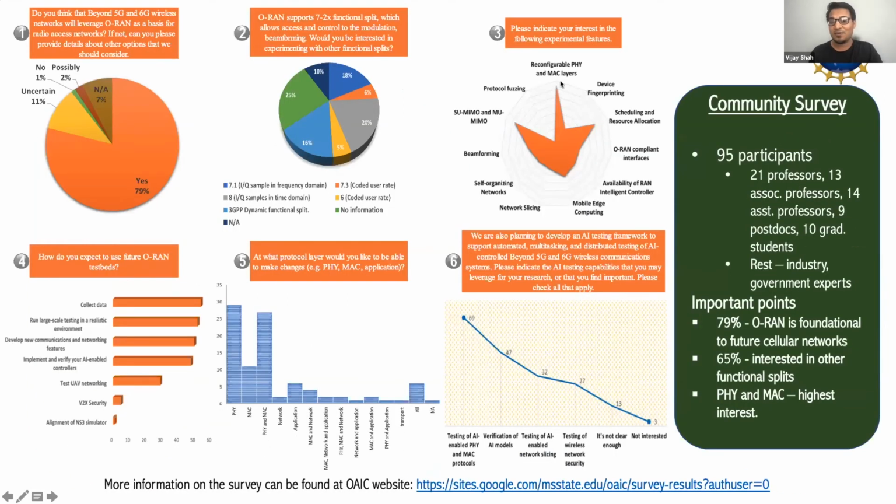This is the reason why we chose MAC and PHY: we ran this community survey, and I'm sure a lot of people on this call did participate. So thank you very much for that. We saw that about 80% believe that O-RAN is the way to go, and only 1% says no, so it's literally 99% in a way. And 65% are interested in other functional splits, as you could see. And for PHY and MAC, in figure 3 and figure 5, they both indicate that PHY and MAC are of highest interest to the community.